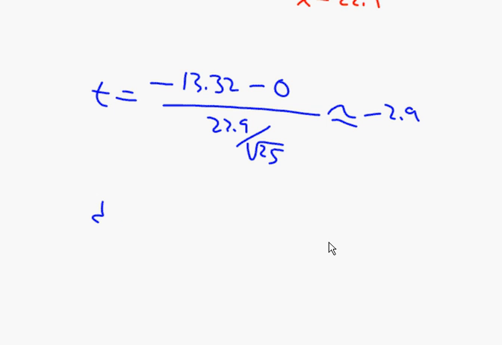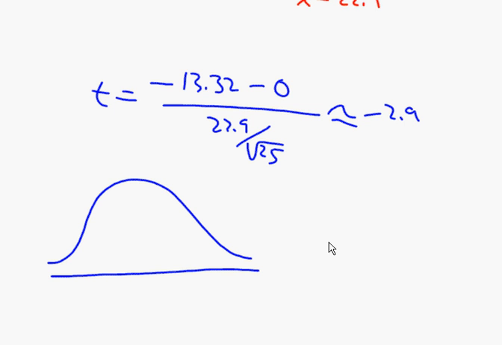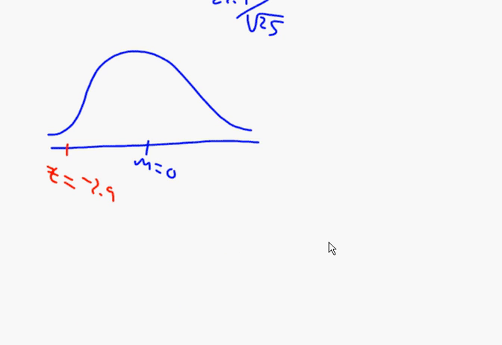Well, in this problem, we can draw a picture. We can put something that looks like a normal distribution, but really it's a t-distribution. And we can put mu equals 0 in the middle. And we know we're pretty far away. We're t equals negative 2.9 standard deviations. The question is just simply, what's that area? Okay? Well, let's not forget, n was 25 in this problem. That implies that degrees of freedom is equal to 24.